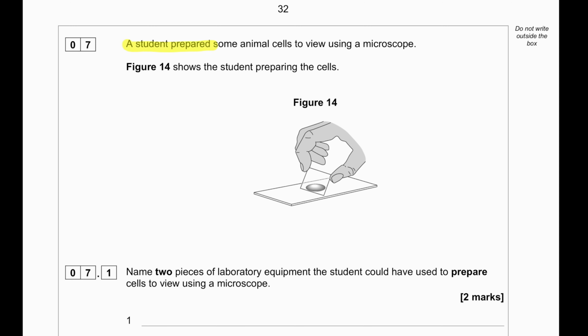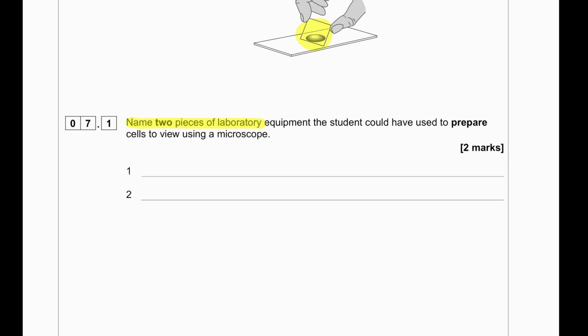A student prepared some animal cells to view using a microscope. Figure 14 shows the student preparing the cells. We can see Figure 14 and how the cells are prepared. Name two pieces of laboratory equipment the student could have used to prepare cells to view using a microscope.